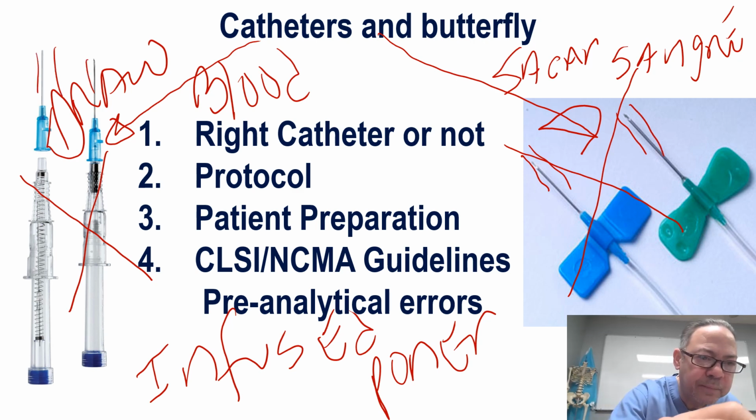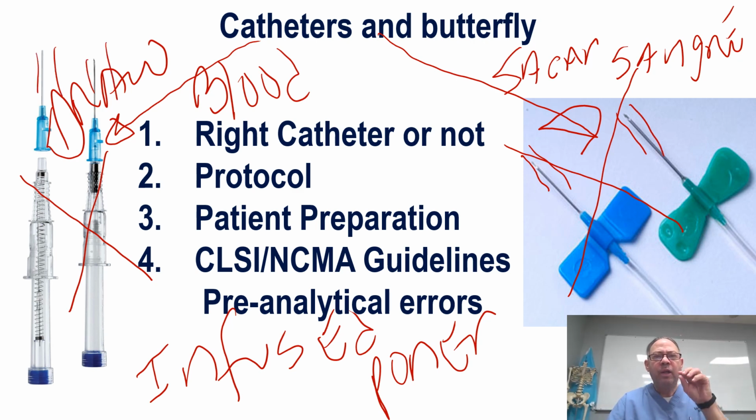All of these cut. So they were created, manufactured to put IV, to put fluid, to put medication. They were not created to draw blood.